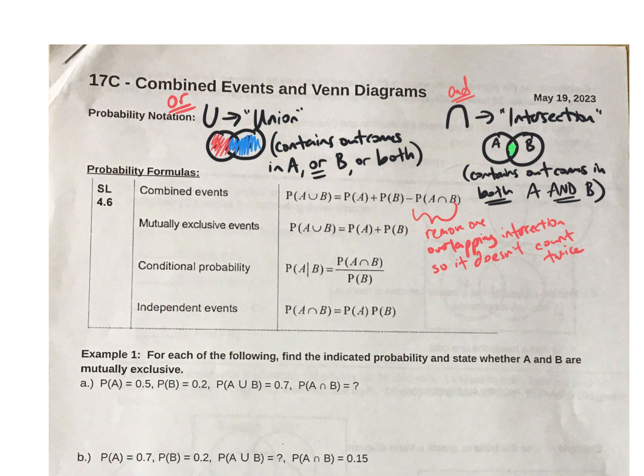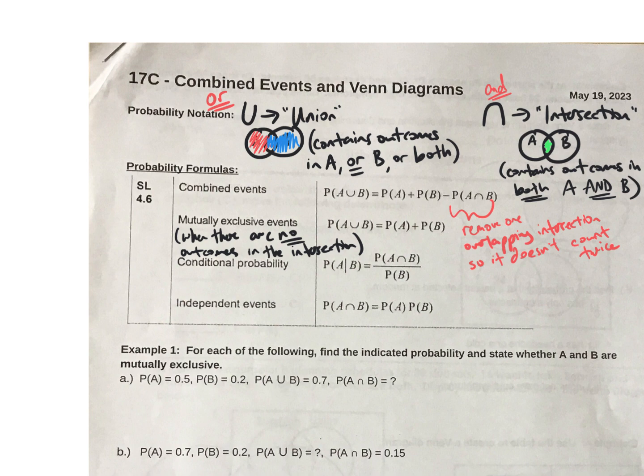Okay, then we have mutually exclusive events, which if you remember from last class, is when there are no outcomes in the intersection. So just to demonstrate what a Venn diagram would look like for mutually exclusive events, it would look something like this. Here's event A, here's event B. There's no overlapping intersection points.